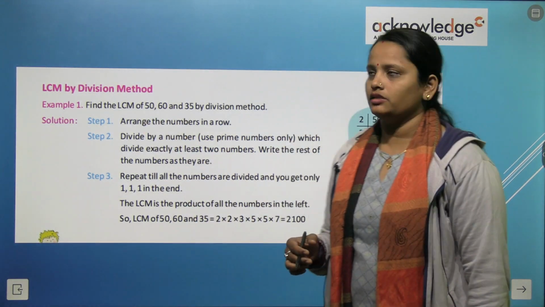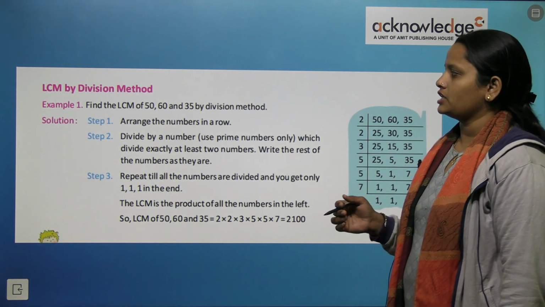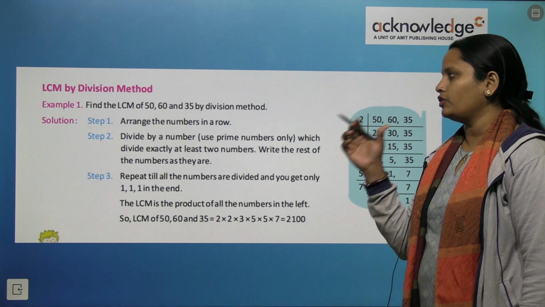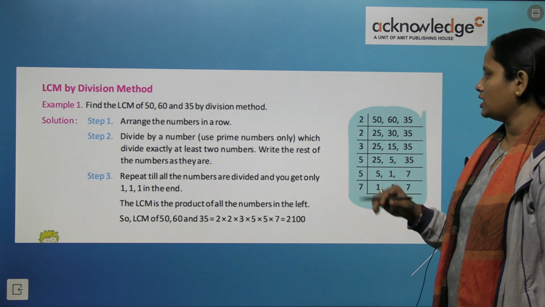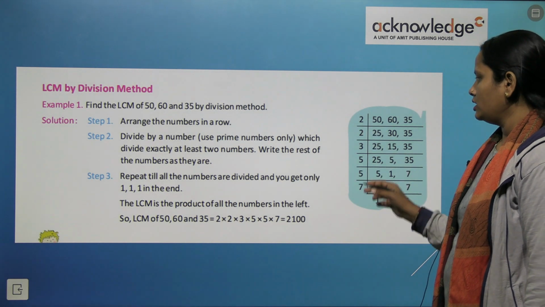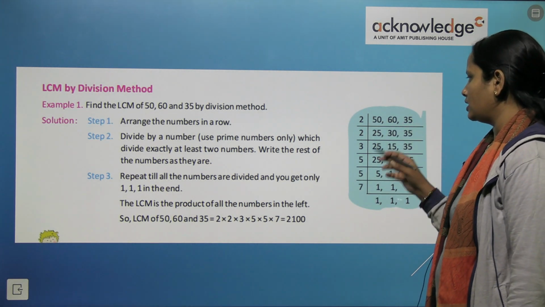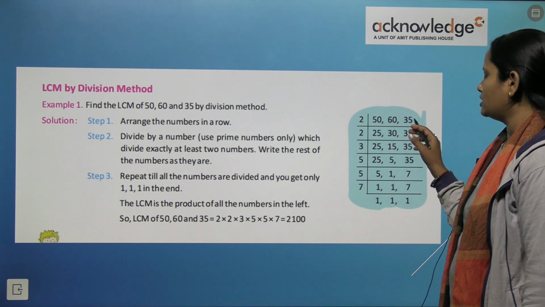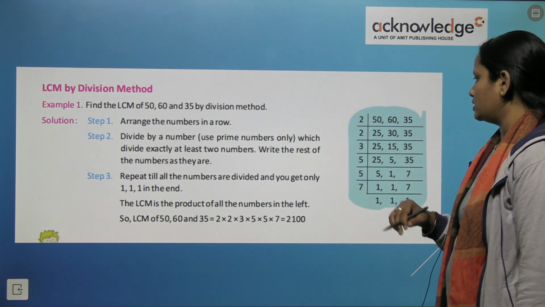Now let's learn the LCM by division method. Find the LCM of 50 and 60 and 35 by division method. So here is the division method given. We have to arrange the numbers in the row. इन numbers को पहले हम rows में arrange करेंगे, फिर इन्हें particular numbers से हम divide करेंगे. So 50 divided by 2 is 25, 60 divided by 2 is 30 and 35 divided by 2 it cannot be divided, तो उसे वैसे ही हमने लिख दिया है.